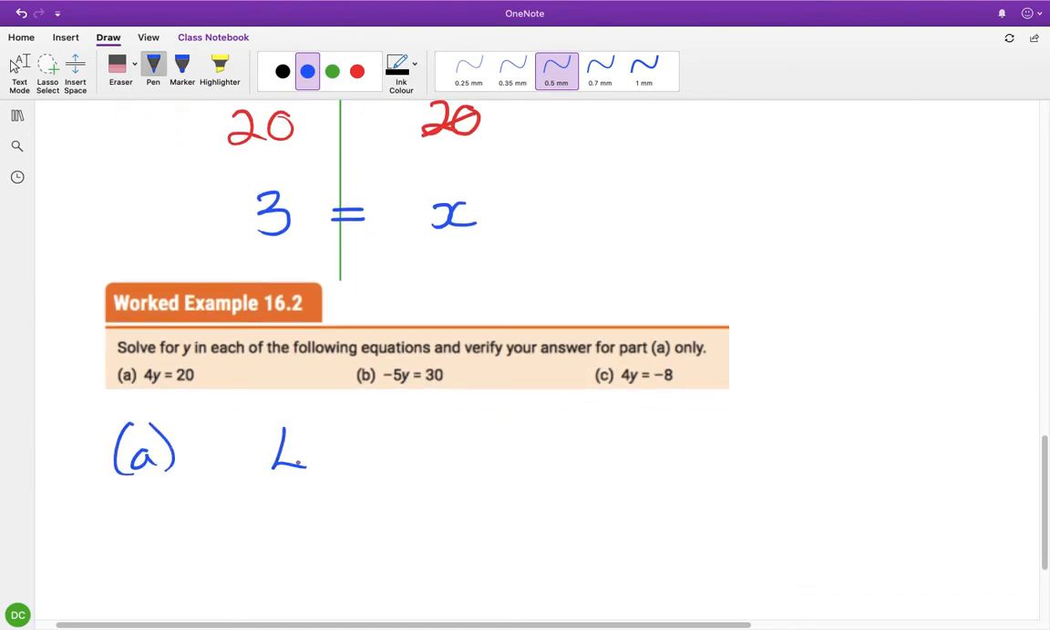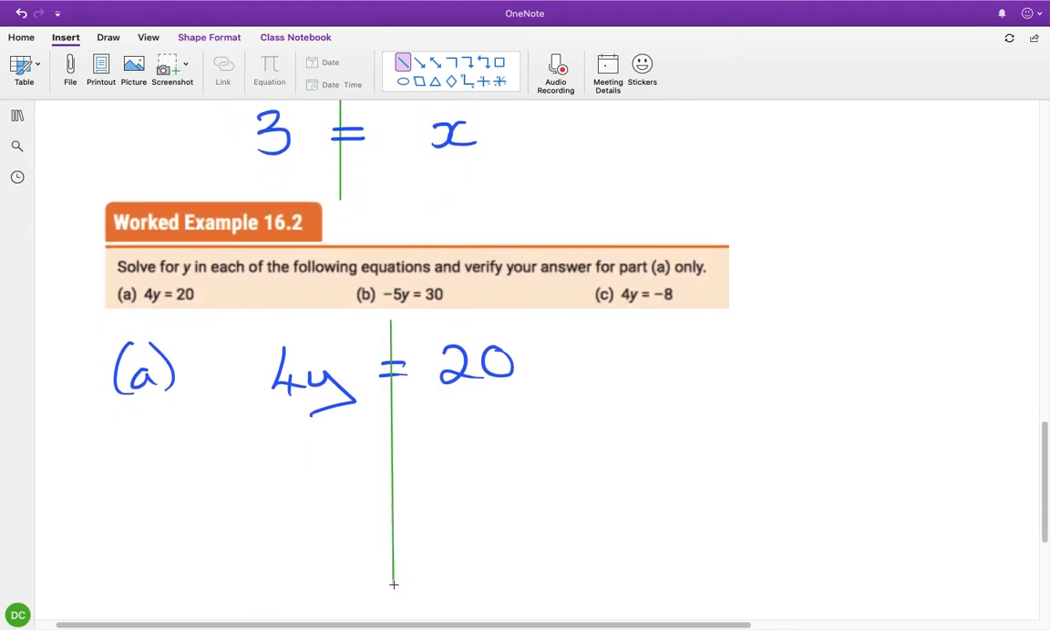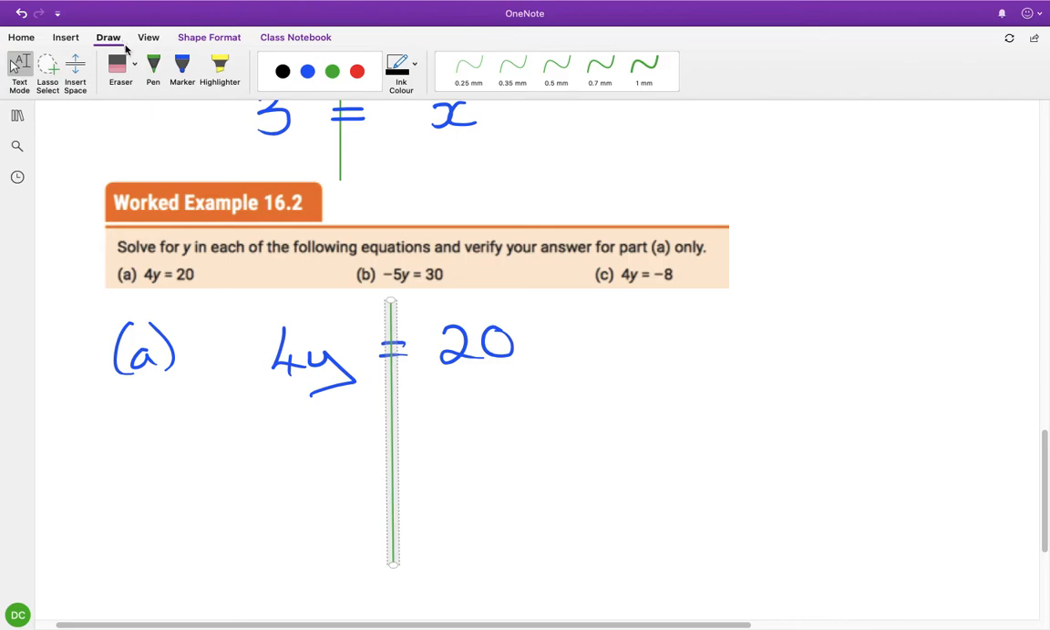So we're being asked to solve 4y equals 20. So let's insert a line to separate. So here is the left-hand side, and here is the right-hand side. I want to isolate the letter, so I want that to be on its own.